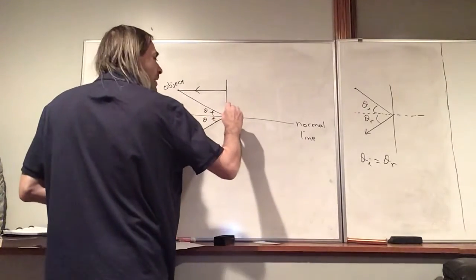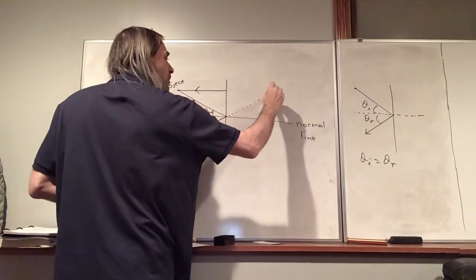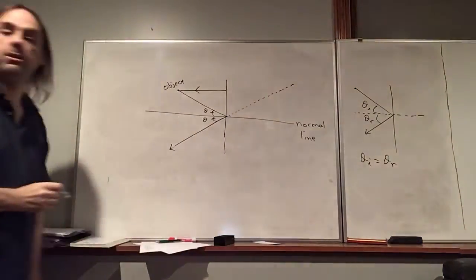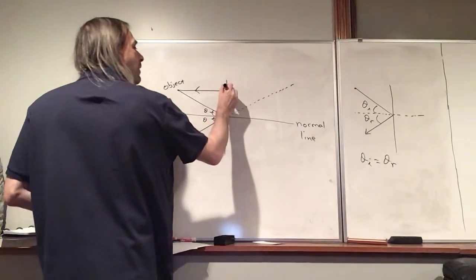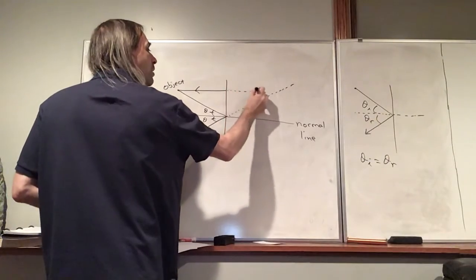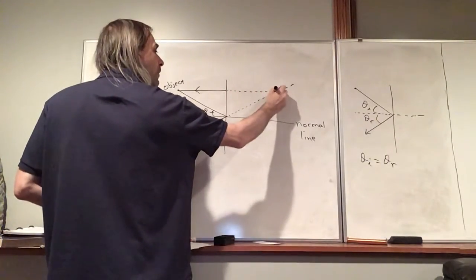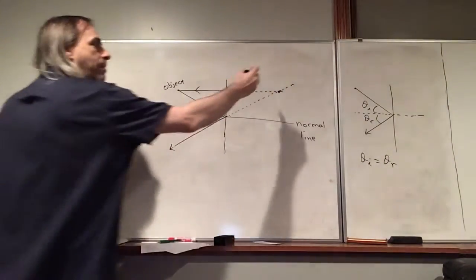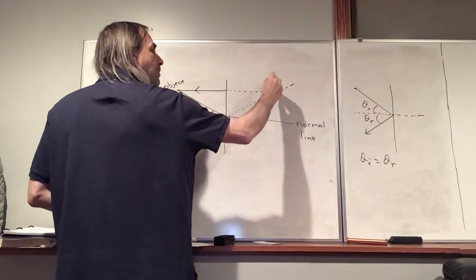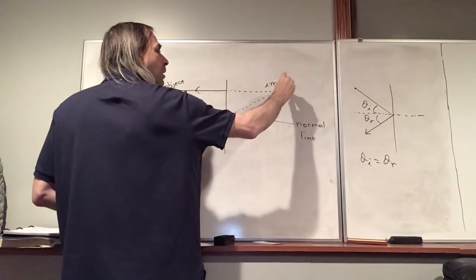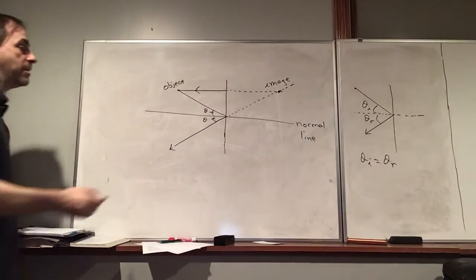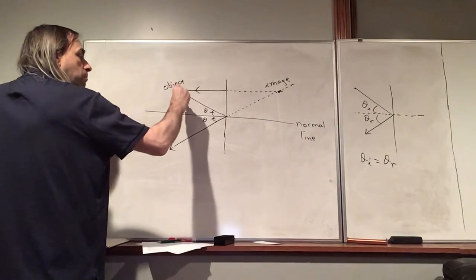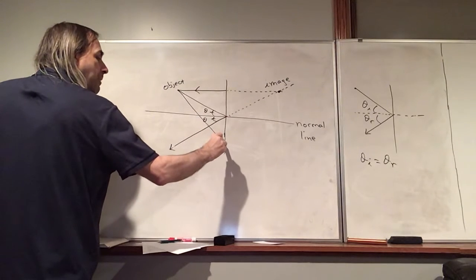So as far as your eye's concerned, this ray came from an object that's over here. It looks like it's coming from that direction. And this ray is coming from over in this direction. And these two meet up, and this is where the image would occur. And again, we only drew 2 rays, but you can draw as many as you want. If you have it hit here, it's a bigger angle.